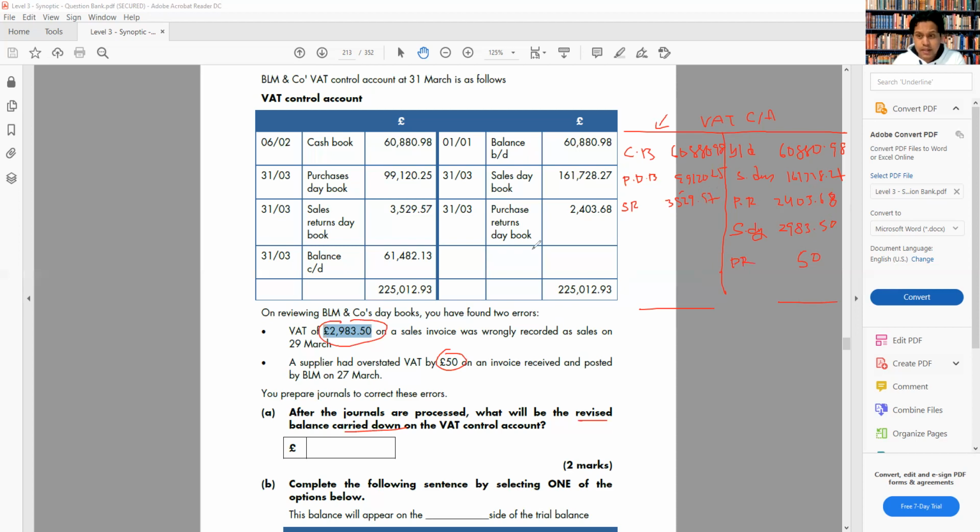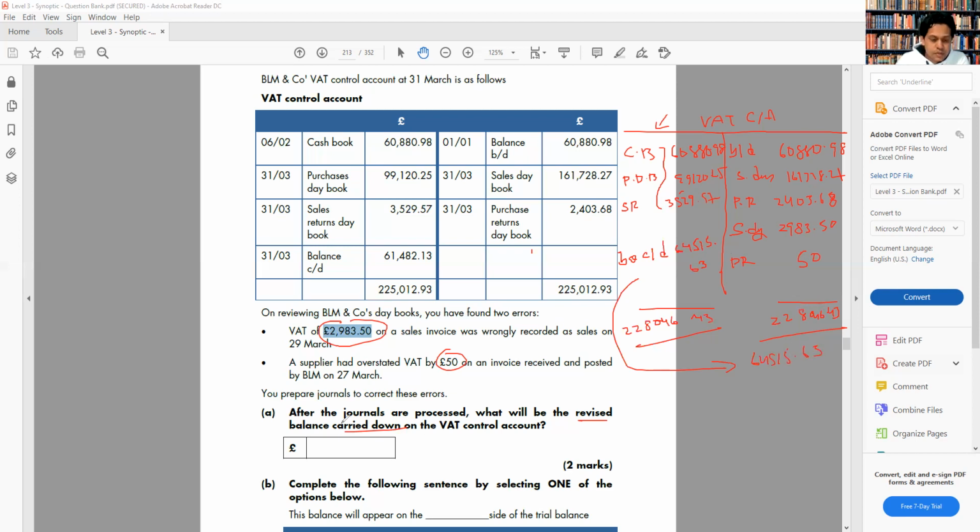So we said, okay, let's do that. That will give us the balance CD here. If I add all of this, that will be 228046.43. And if I minus all of this from the total, that will give me the balance CD, and that will be 64,515.63.